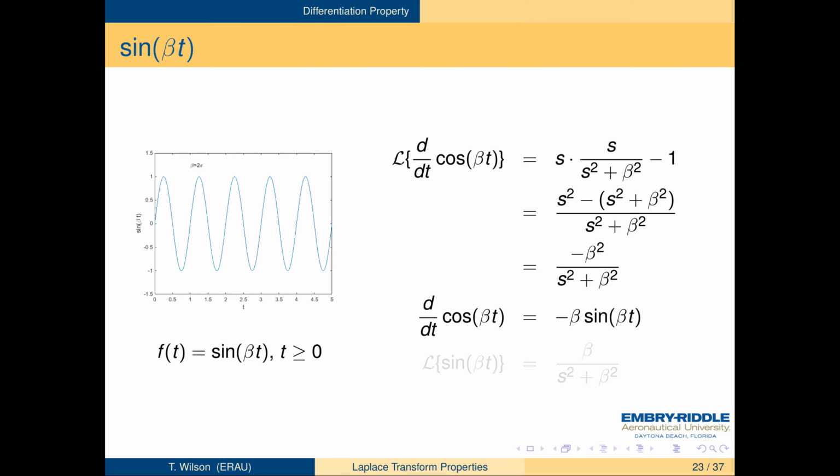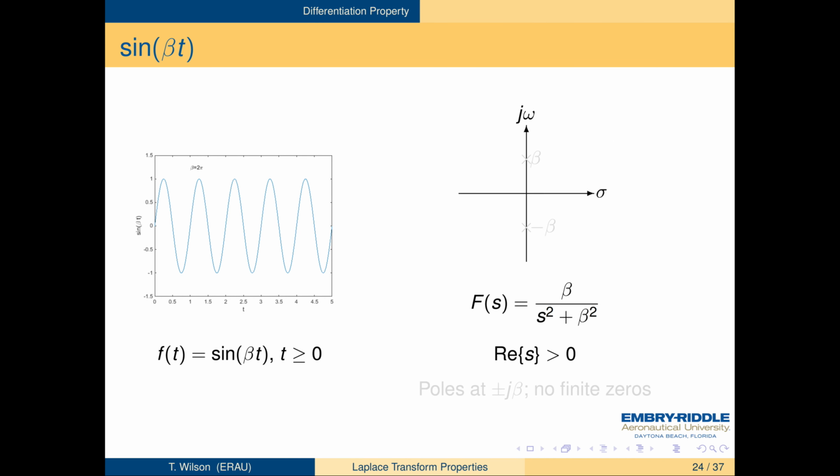When we differentiate cos beta t in time to yield minus beta sine beta t, and then take minus beta out of the numerator of our Laplace transform, we see that the Laplace transform of sine beta t is beta over s squared plus beta squared.